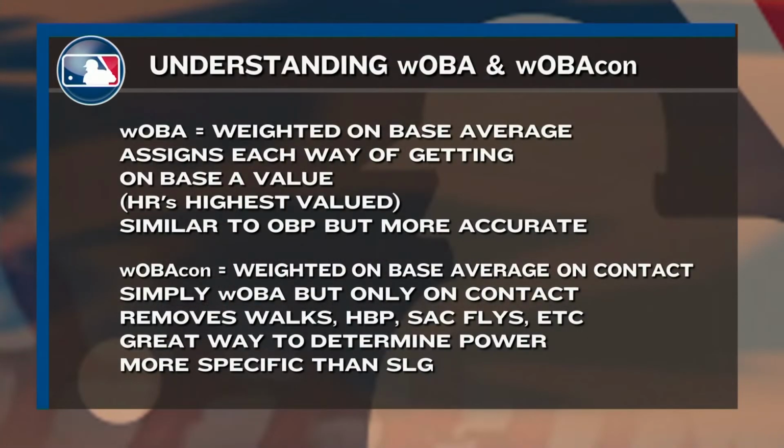WOBA, or weighted on base average, assigns a value to every way of reaching base. And as a result, it becomes a bit more of a specific metric, right? Similar to OBP, but a bit more accurate. Now, let's say we wanted to remove the walks, we wanted to remove the sac flies. We were only concerned with how a batter was doing when he made contact with the ball. Then we would look at WOBA on contact, or WOBA-con, right?